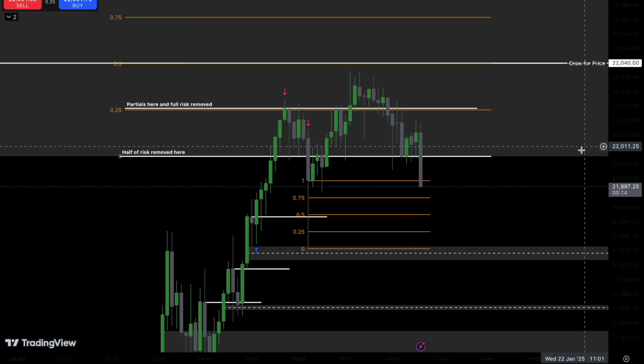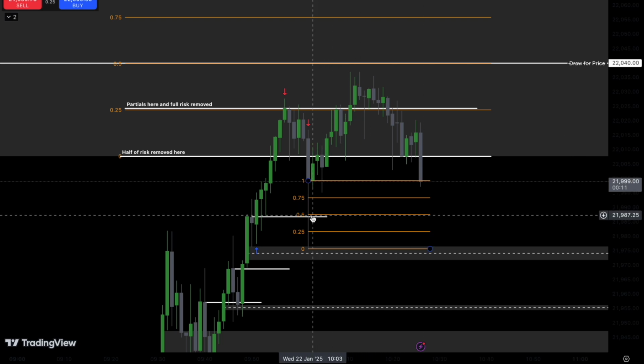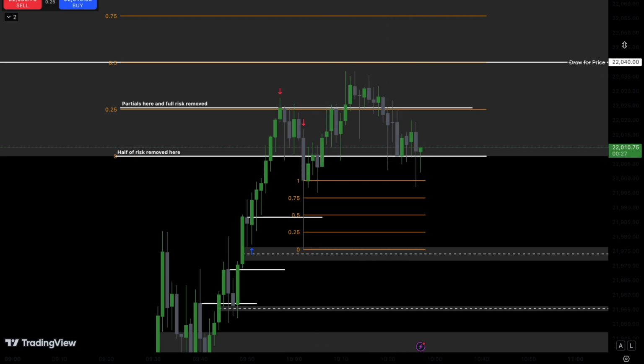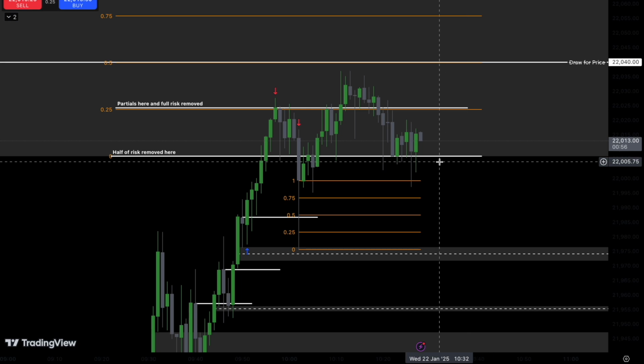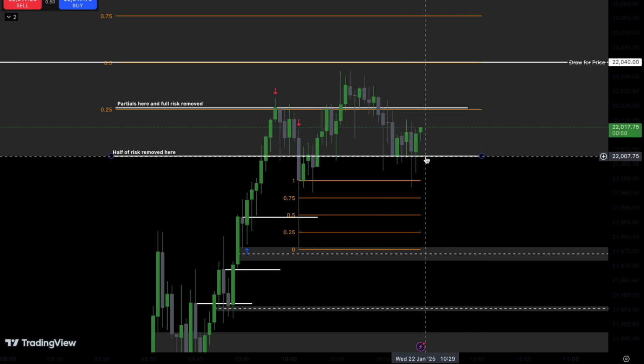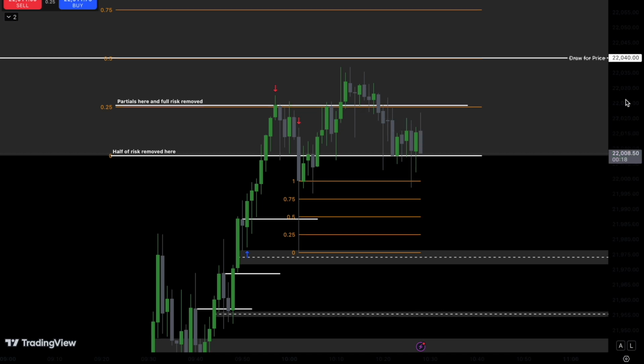So again, my last line of defense is the consequent encroachment of this wick here. I wouldn't want to see it go any lower than this. But again, we're still closing above this level here, so I'm still in favor of higher prices.